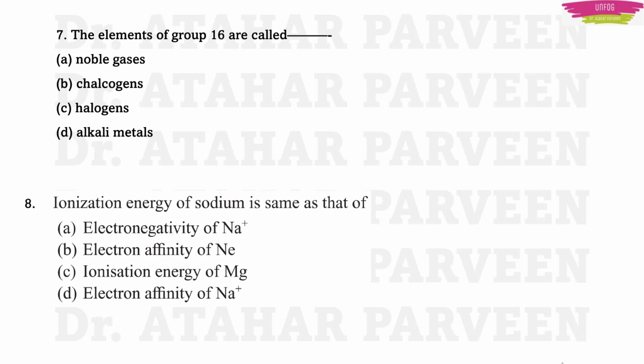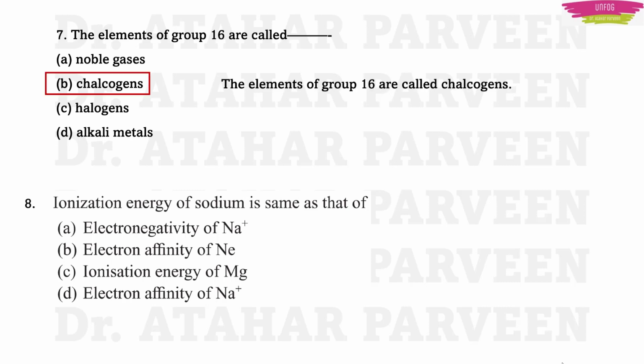Next, question number 7. The elements of group 16 are called. Actually, elements of group 17, we called them halogens. No, elements of group 16, they are also having one name given to that family. They are chalcogens. Option B. Okay, group 16 is chalcogens. Group 17 is halogens. You have to remember. Okay, you should remember the group names, I mean the numbers, even for noble gases and alkali metals also.